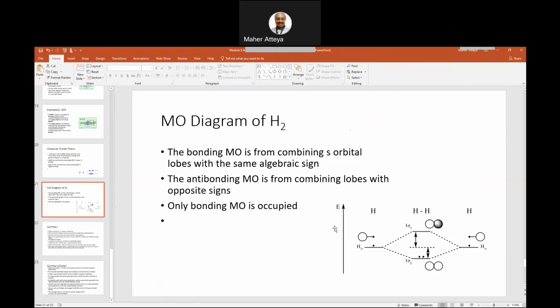Correct. Now hydrogen has one s, correct? One valence electron. When two hydrogens come together here, if you look at this, hydrogen will come here with one s. This is one s. This is one s here. See here the one s? This is hydrogen. So what happens is the two 1s orbitals from the two hydrogen atoms will combine themselves.